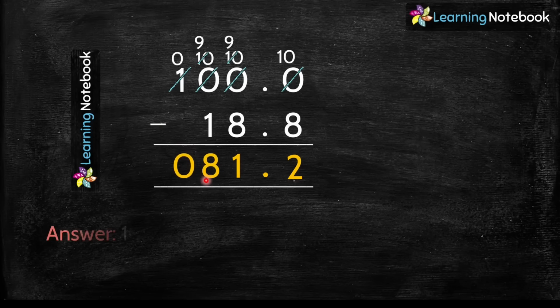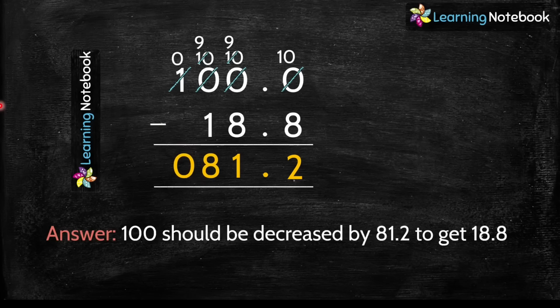So answer is 81.2. We will write the answer statement. 100 should be decreased by 81.2 to get 18.8. Let's see the next question.